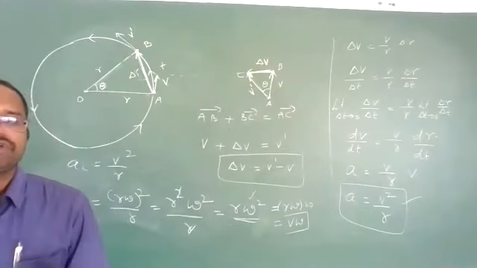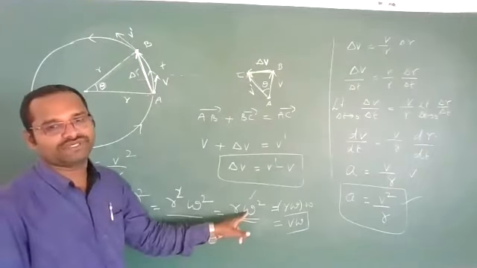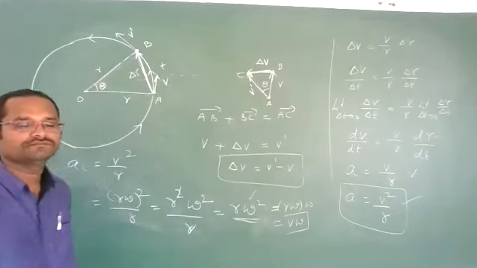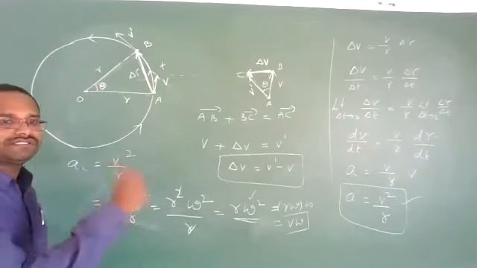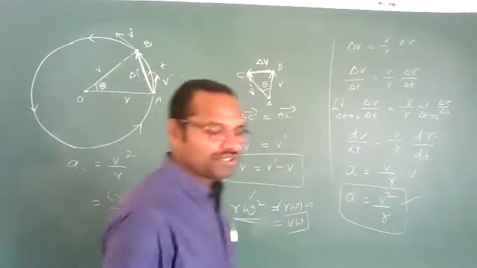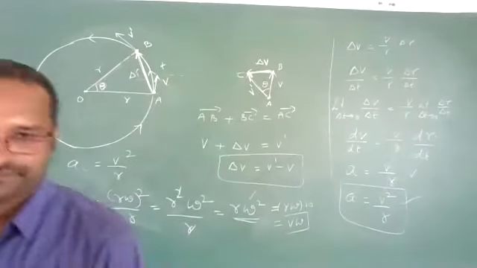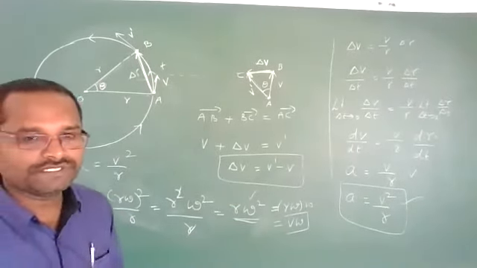So centripetal acceleration is v square by r, r omega square, v omega. All are the same. Got it, students? Any doubt in this topic? This is about your centripetal acceleration, uniform circular motion. Clear? Topic is important.